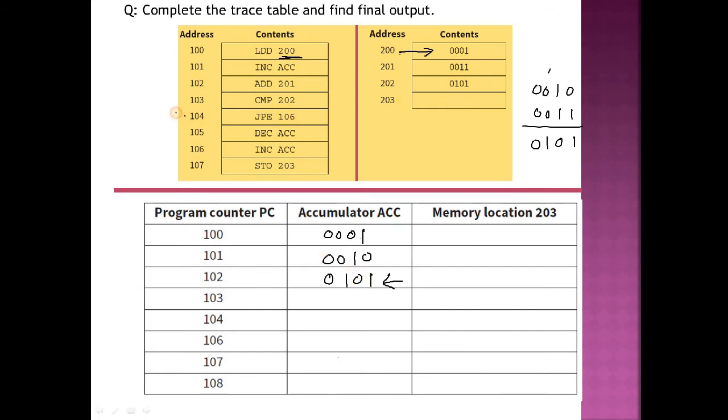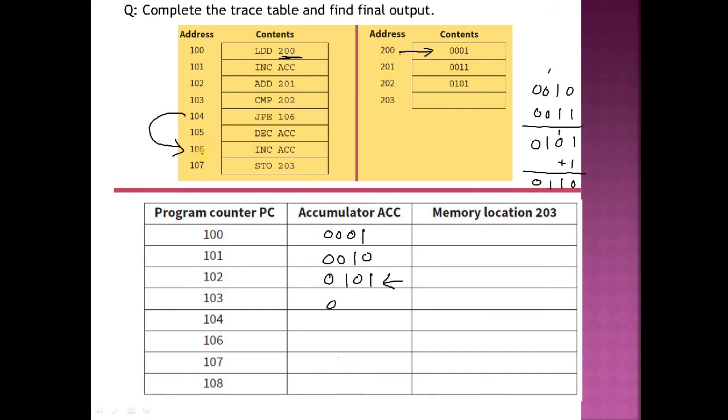It will jump here and then it will increase the accumulator. The value of the accumulator will be increased, so 1 will be added here. 1 plus 1 is 0 and this will remain 1 and this is 1, 0. At 103 it will compare, at 104 it will take the decision, 105 is not being executed and it will jump to 106.